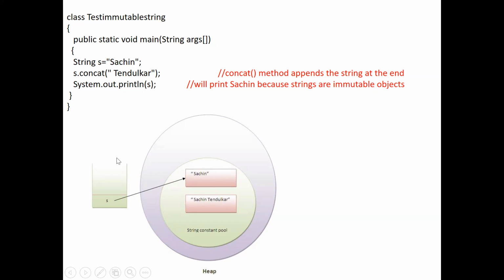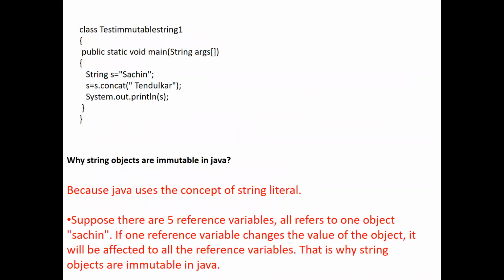See, if you see here, first Sachin is created and s is pointing to that. Okay. When I appended this, what did JVM do? It created a new object, which is Sachin Tendulkar. Like that, it will not change the existing object because strings are immutable. Okay. This is one example of how it works in memory in real time. So you cannot change it because these are immutable.